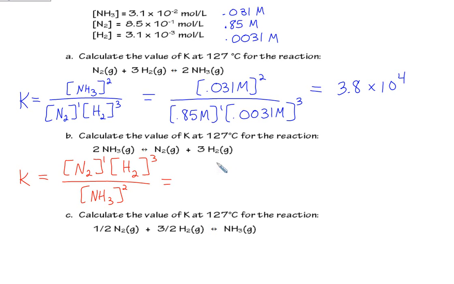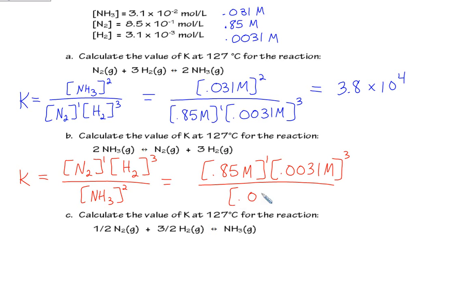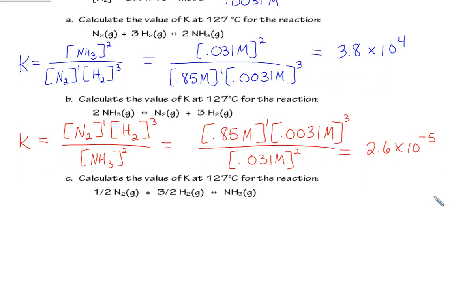So let's say my products, 0.85 is my nitrogen to the 1st, my hydrogen, 0.031 to the 3rd, and then on the bottom now I have my ammonia, 0.031 to the 2nd. So now let's plug this in our calculator. We'll leave like 2 sig figs and say 2.6 times 10 to the -5th. Gosh, this is so easy, isn't it?